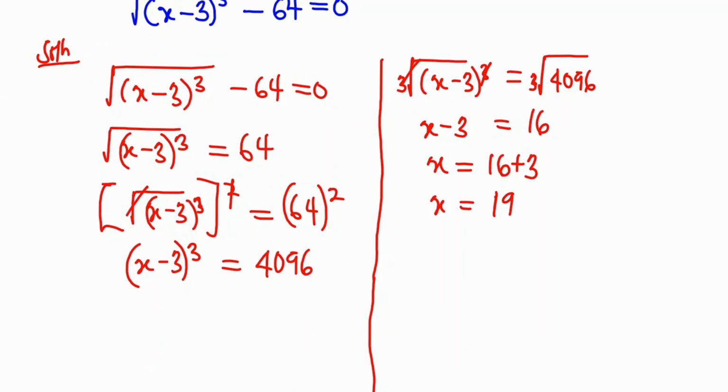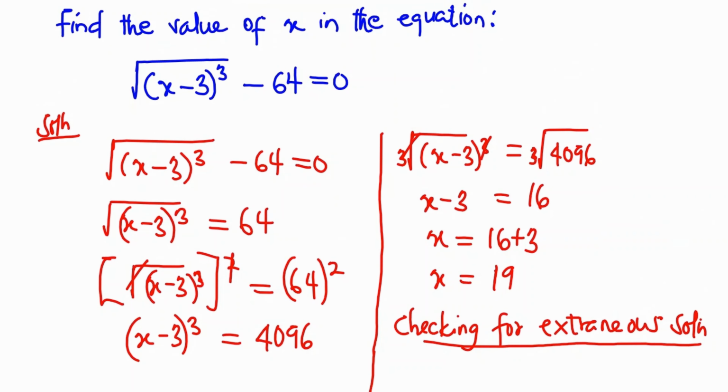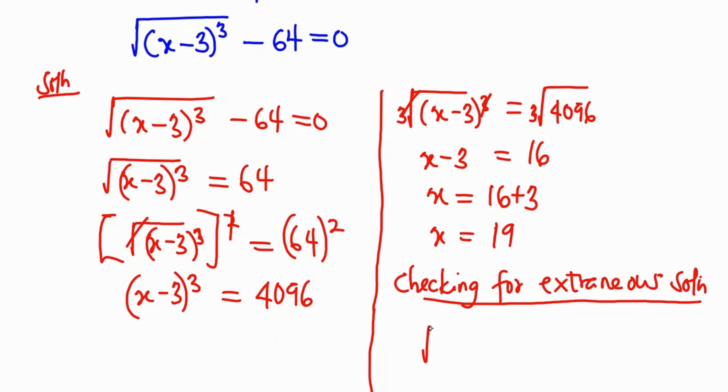So let's write here, checking for extraneous solution. So in checking for extraneous solution, wherever we see x in the question, we substitute 19. So here we are going to have the square root of, so x, that is 19 minus 3, all exponent of 3, which is minus 64. We want to find out that when we simplify this, we are going to get 0.